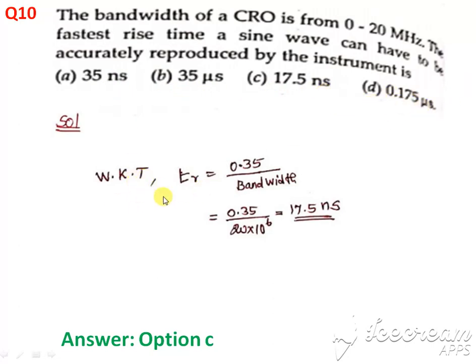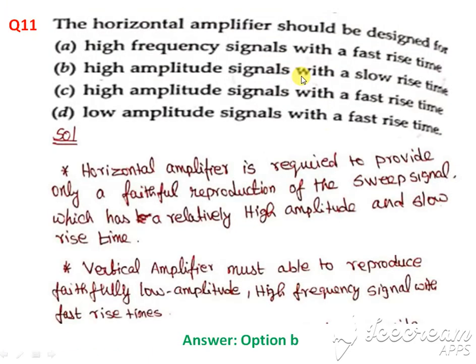So for this we have the general relation: rise time T is equal to 0.35 divided by bandwidth. The bandwidth given is 20 megahertz, so 0.35 divided by 20 into 10 power 6. While solving this, we get 17.5 nanosecond. So the correct option is option C.